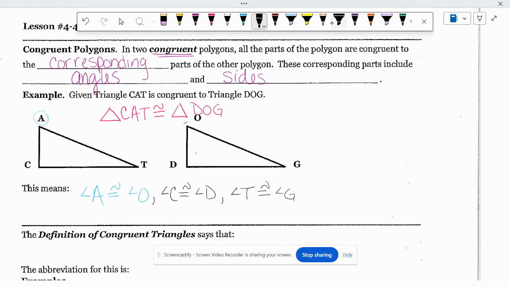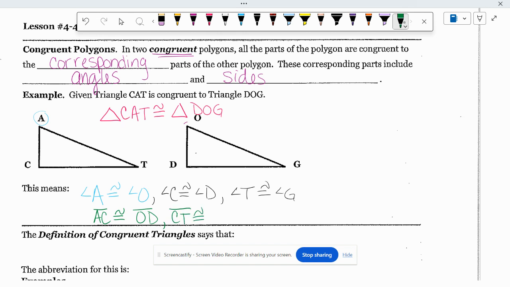Now we're going to talk about the sides. Let's see. Segment AC has to be congruent to segment OD. And segment CT has to be congruent to segment DG. And segment AT has to be congruent to segment OG.